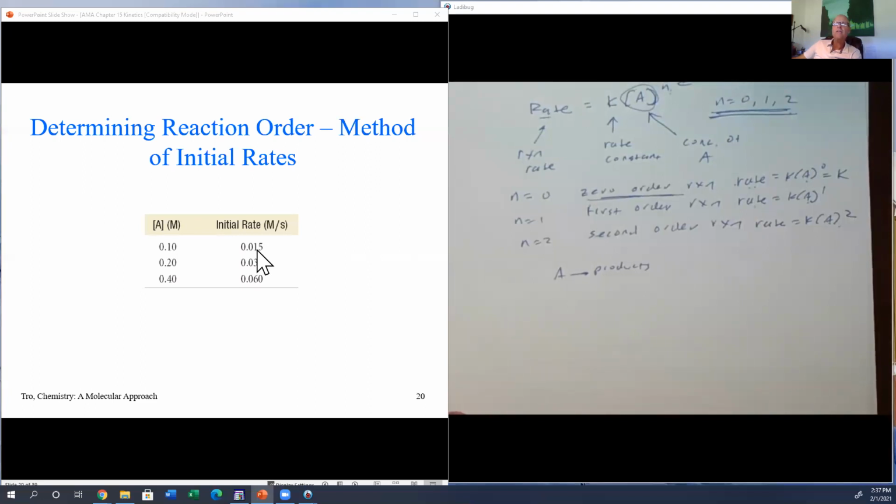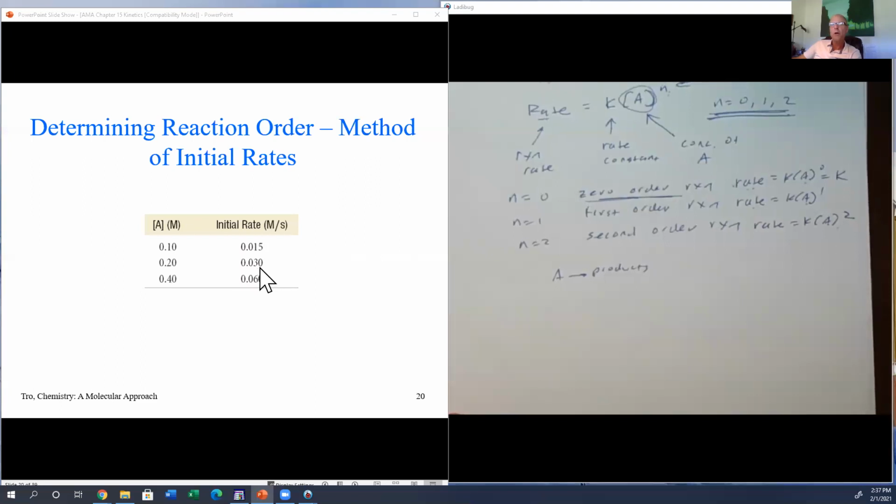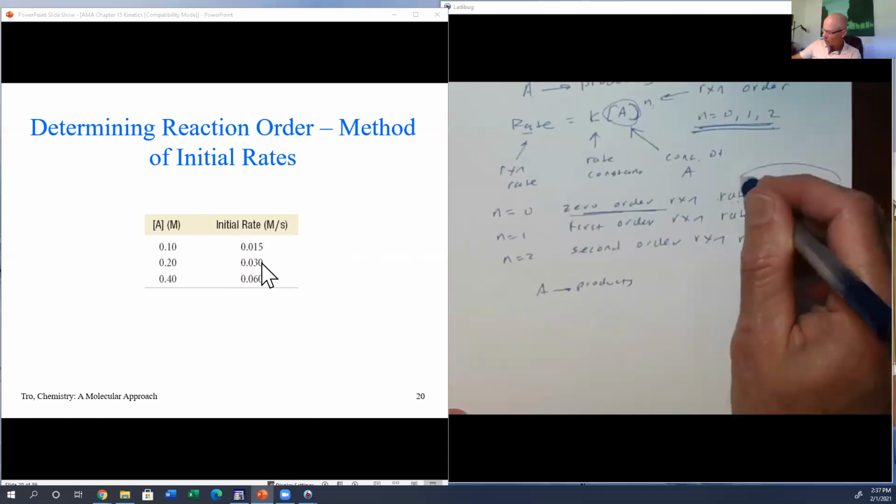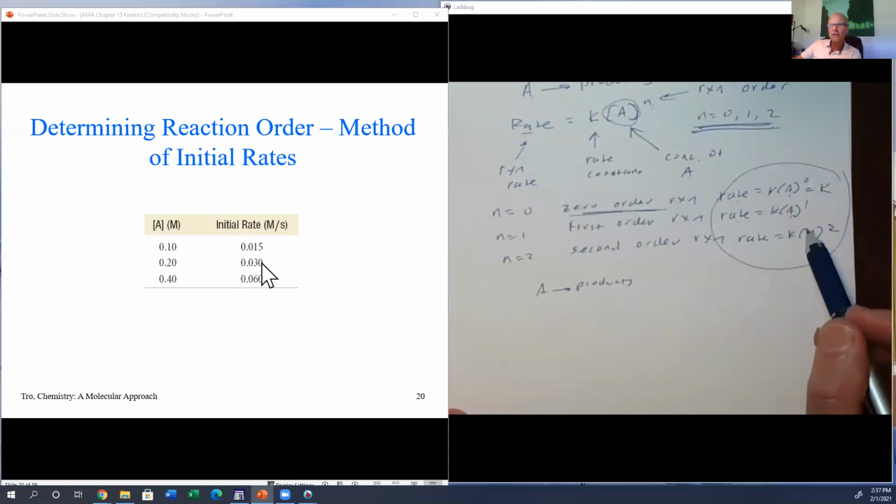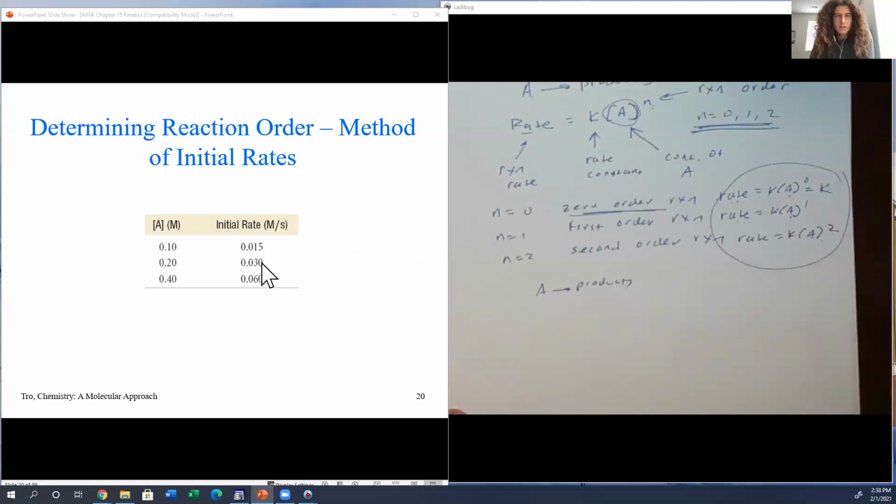Then we run the reaction again, but now we double the concentration. So we start with 0.2 molar. We run it again for a minute and we see what the rate is. And we see that in this case, the rate went up to 0.030. We doubled the concentration. What happened to the rate? It doubled. Oh, wait a minute. For which of these three does a doubling of the concentration result in a doubling of the rate? First order, right? For a first order reaction.